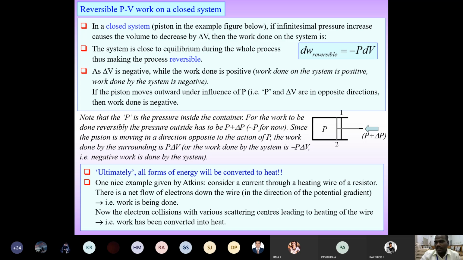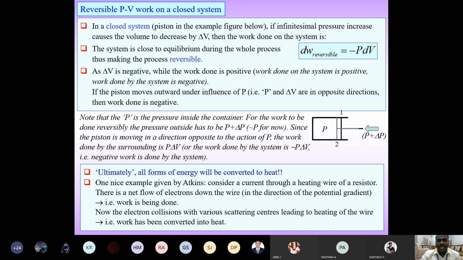Here we have the pressure of the ideal gas, also the temperature, and also the volume. The system is close to equilibrium during the whole process, thus making the process reversible. If the process is quasi-static, you know what quasi-static is? It's a slow process. So if the process is quasi-static, then we get a reversible process.